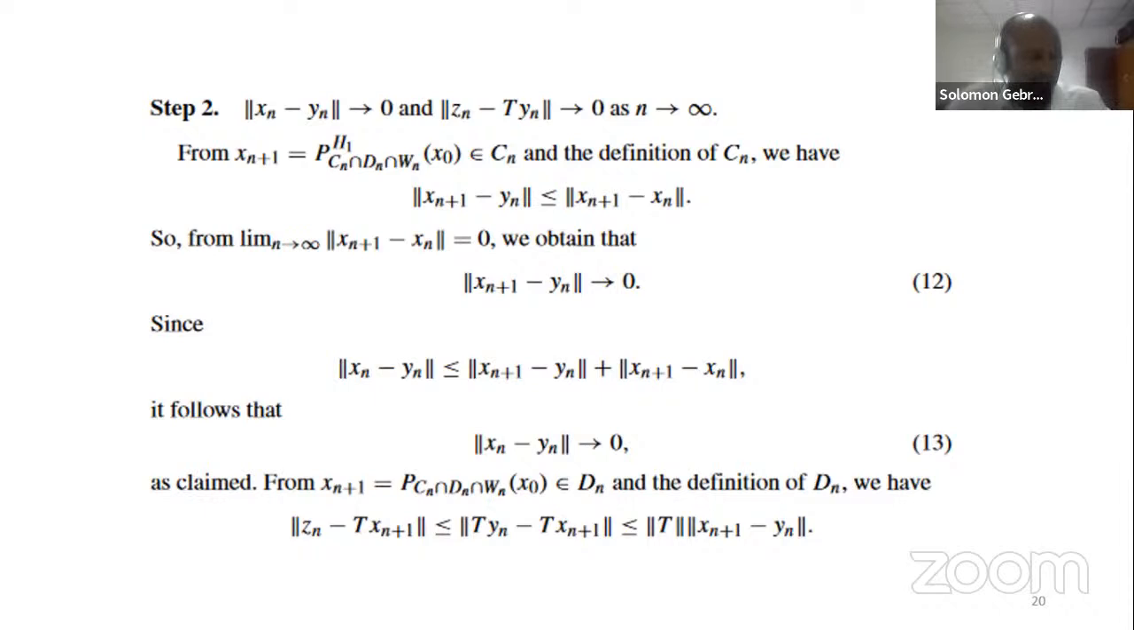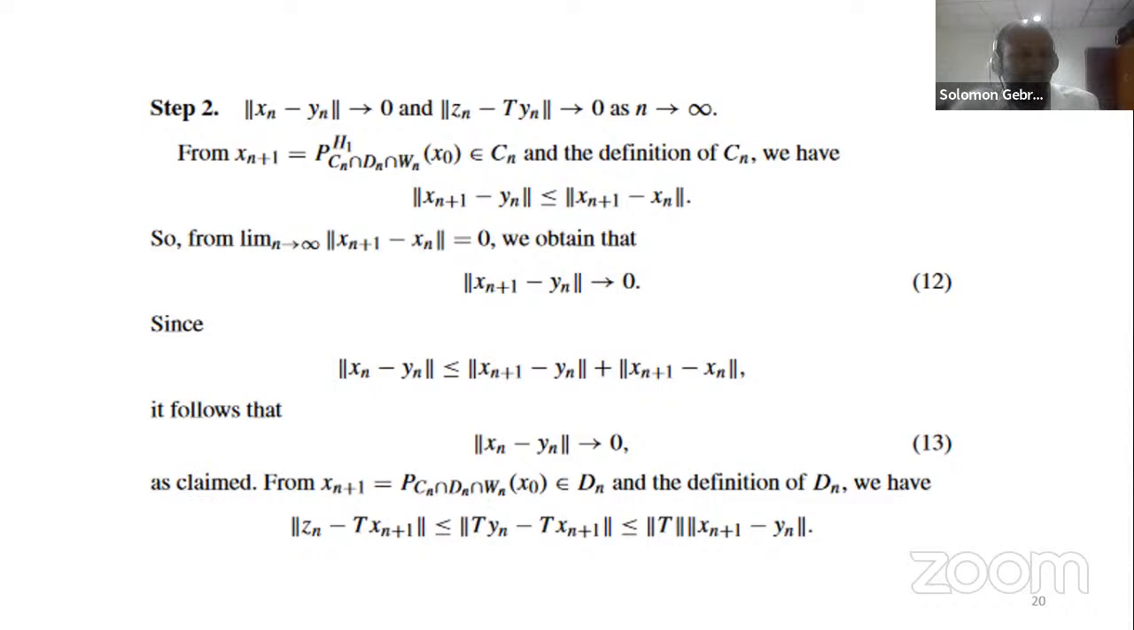This will be helpful later in step 3. We'll see that, taking the subsequence xnk, we can show that the difference of xnk minus the resolvent operator goes to 0. It will help us to show that the given sequence converges to the fixed point of the operator. So we start with xn plus 1, the definition of xn plus 1.